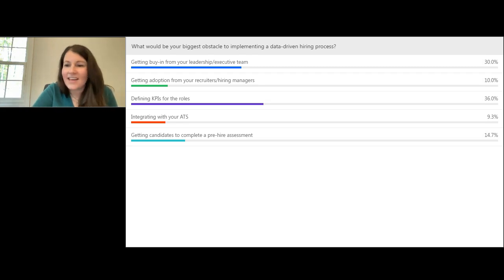Final answer, defining KPIs for the roles. It's tough. It's not an easy job. And I think oftentimes as recruiters or hiring managers or HR professionals, it's not necessarily in our wheelhouse to define KPIs. You know, we're not scientists. The next one, getting buy-in from leadership or the executive team. How do you tell them that this is important, that this is critical, that this will help them to make their organization more profitable by hiring the right people who are going to stay? So these are some of the things that I would expect to see. And I think definitely things that are worth really making the jump for.